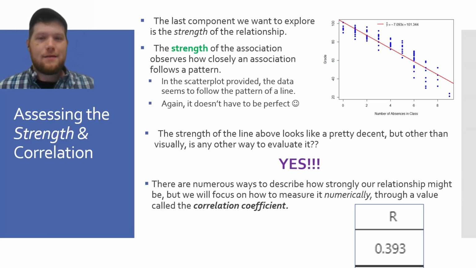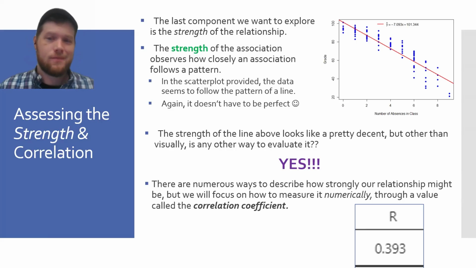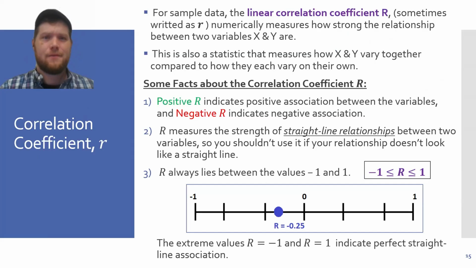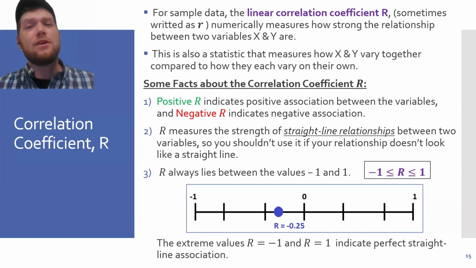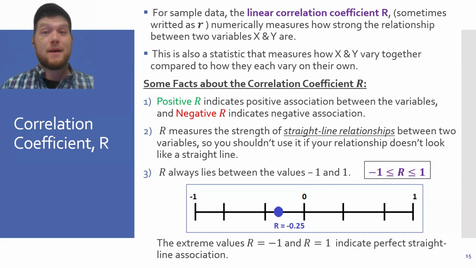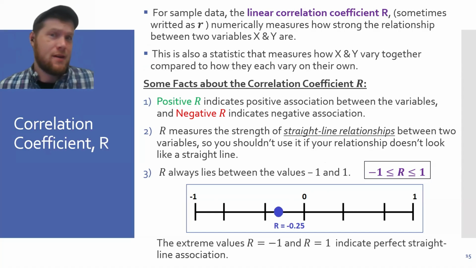When we focus on measuring something numerically, one of the ways we can do so is what's called the correlation coefficient, or R. This is a way to measure numerically how much of a relationship and how strong of a relationship we seem to have. For sample data, the linear correlation coefficient R, sometimes written as a little r, numerically measures how strong the relationship between two variables x and y actually is.